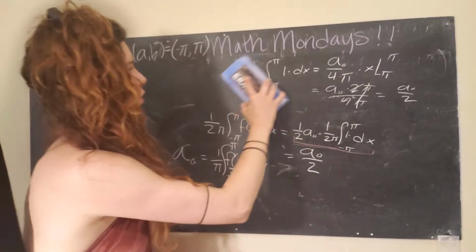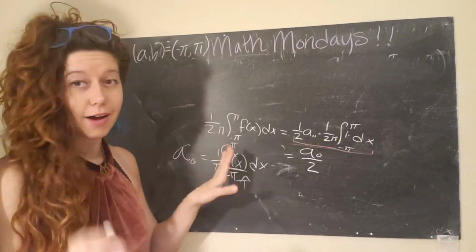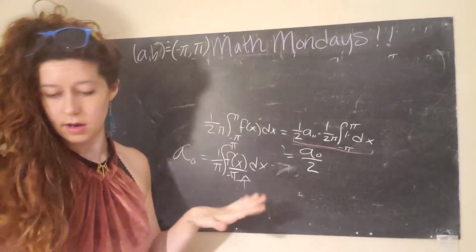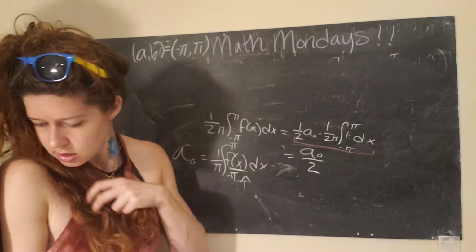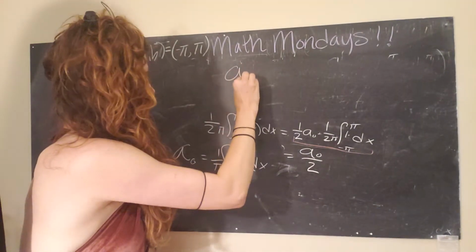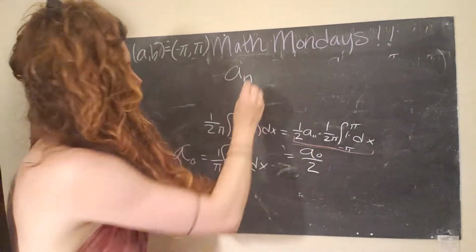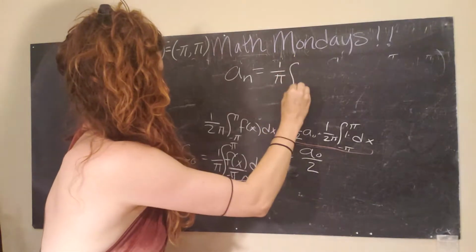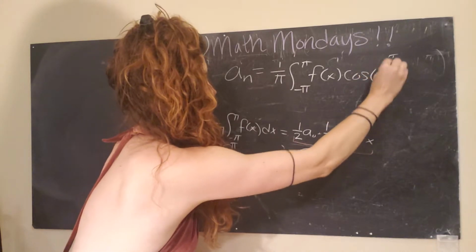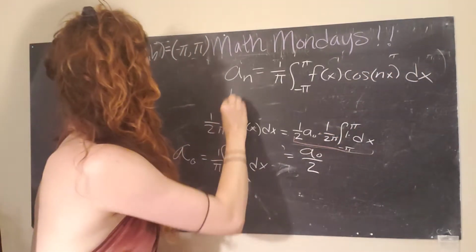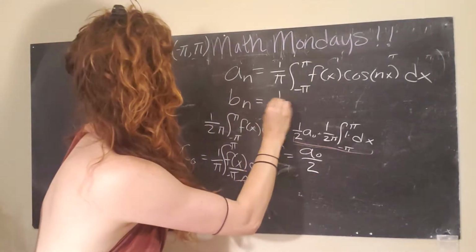Okay, so really quickly, basically what you do is you multiply the average value function, both sides of it, by cosine of nx. So what that ends up looking like, I'm going to give you the result because I don't want to talk forever. So when you do that, you're going to get this: the integral of f of x times cosine of nx dx. And for bn, you just multiply both sides by sine of nx.